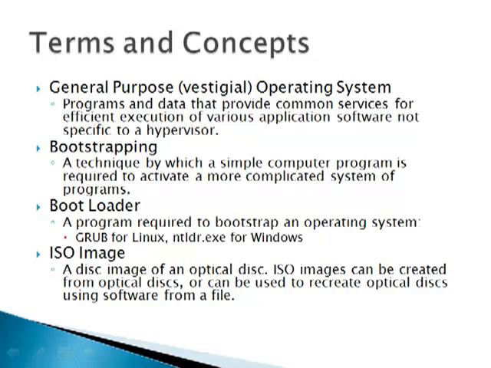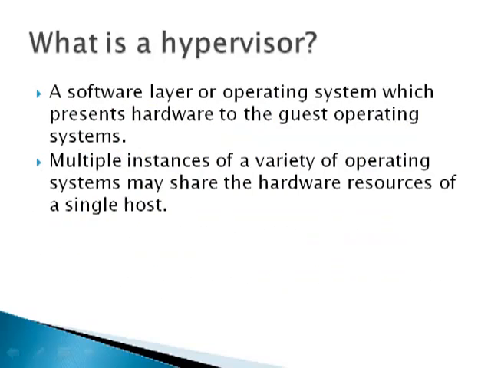An ISO image is a disk image of an optical disk. ISO images can be created from optical disks or can be used to recreate optical disks from a file. The key concept to understanding virtualization is knowing what a hypervisor is. Hypervisors provide the resources for virtual machines to run and claim those resources either from the host operating system or directly from hardware.